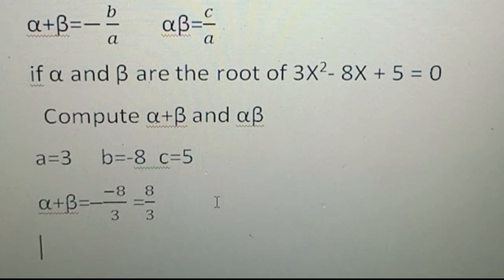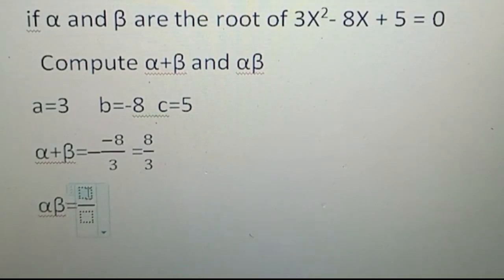Now we are moving to alpha beta. Alpha beta is equal to c over a, and c is 5 and a is 3. So alpha beta is 5 over 3. That's all for alpha beta.